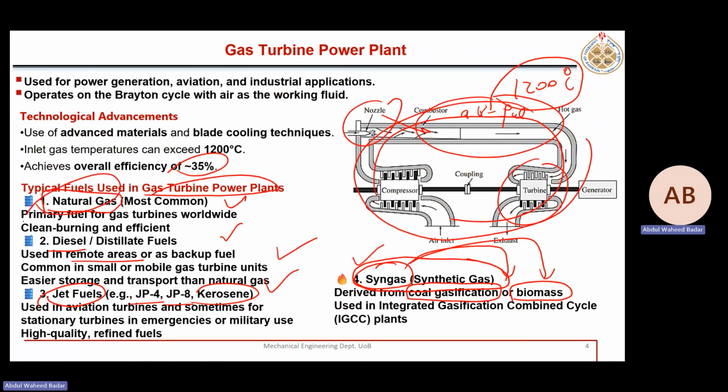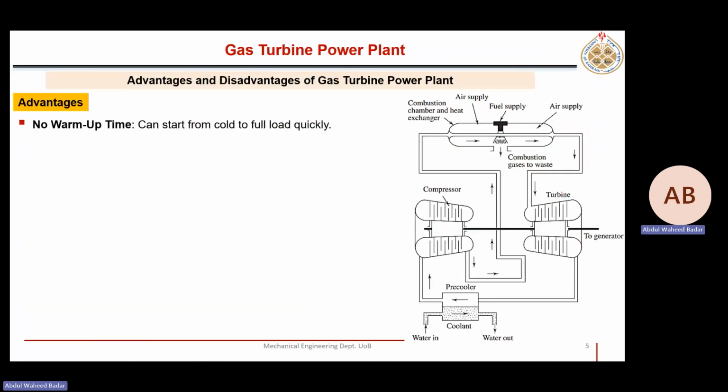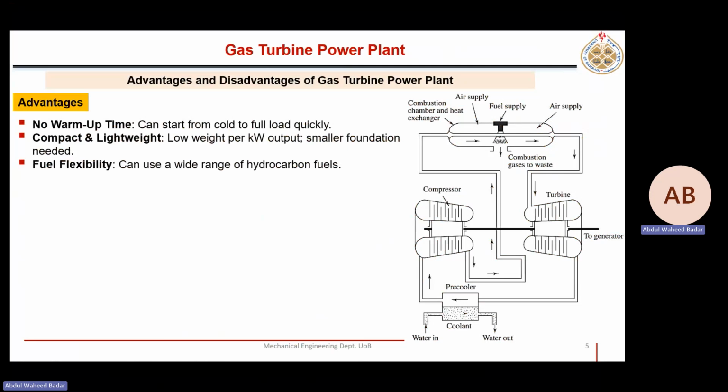The most common one is, of course, natural gas. Advantages compared to steam power plant, of course, no warm up time. They can start quickly and immediately. There is no need to produce steam from such a large amount of water. So they can start quickly. That's why these power plants are used for peak load, because they can start quickly and they reach the steady state quickly.